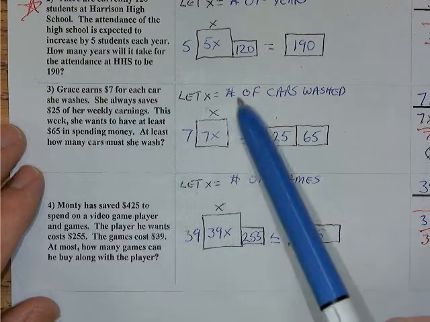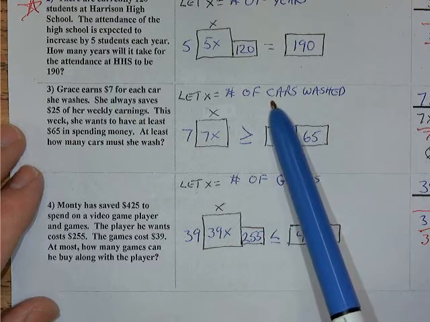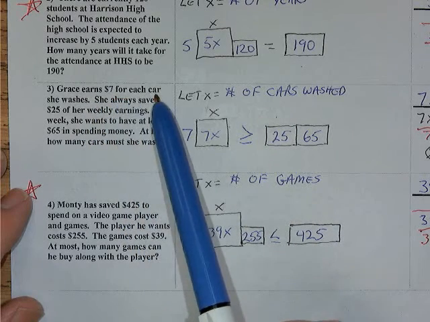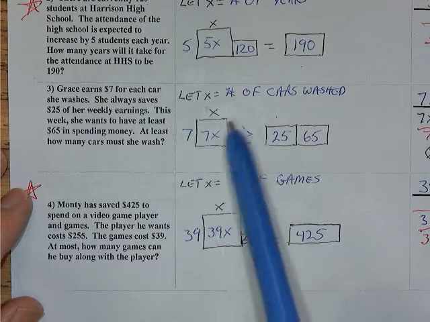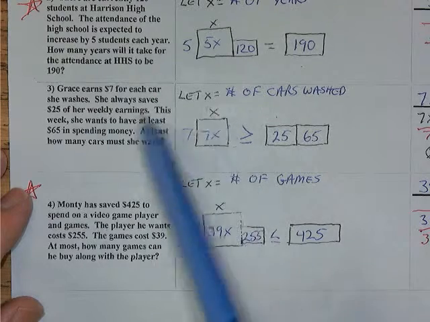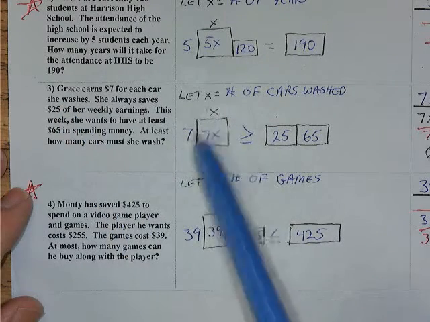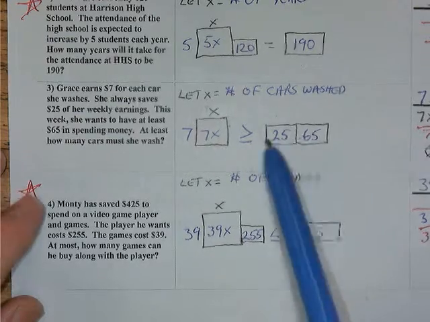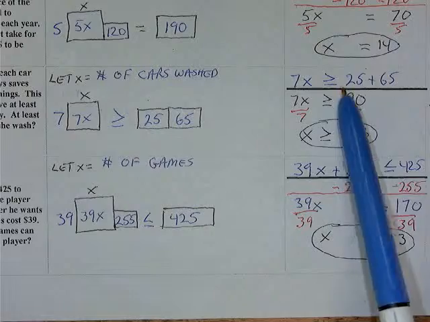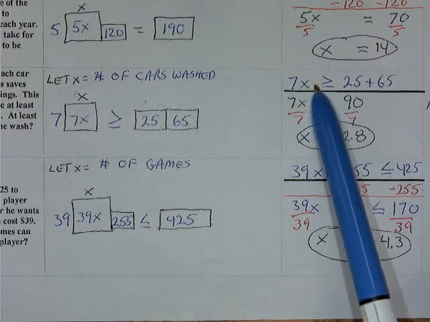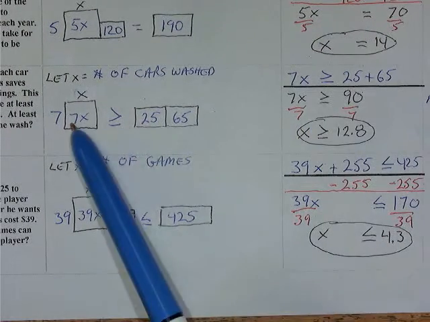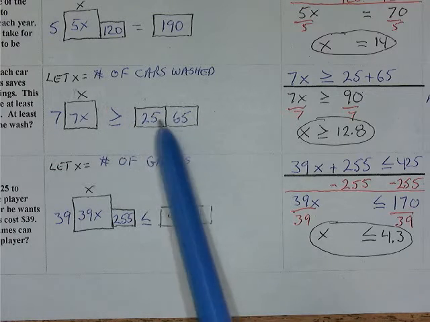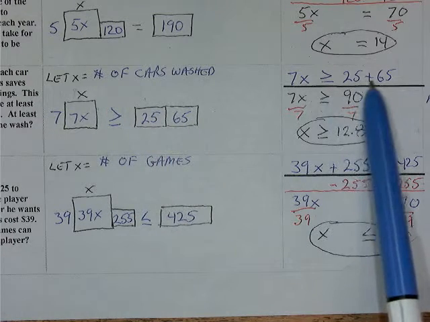And X is the number of cars washed. Well, it says here, Grace earns $7 for each car. Okay, so 7, each car she washes. So 7 goes with the X. And then you have these two numbers, the numbers saved and spent. And notice over here, some people put 7x plus 25. I don't know why, because notice that it's on this side of the inequality. So these two numbers go right there.